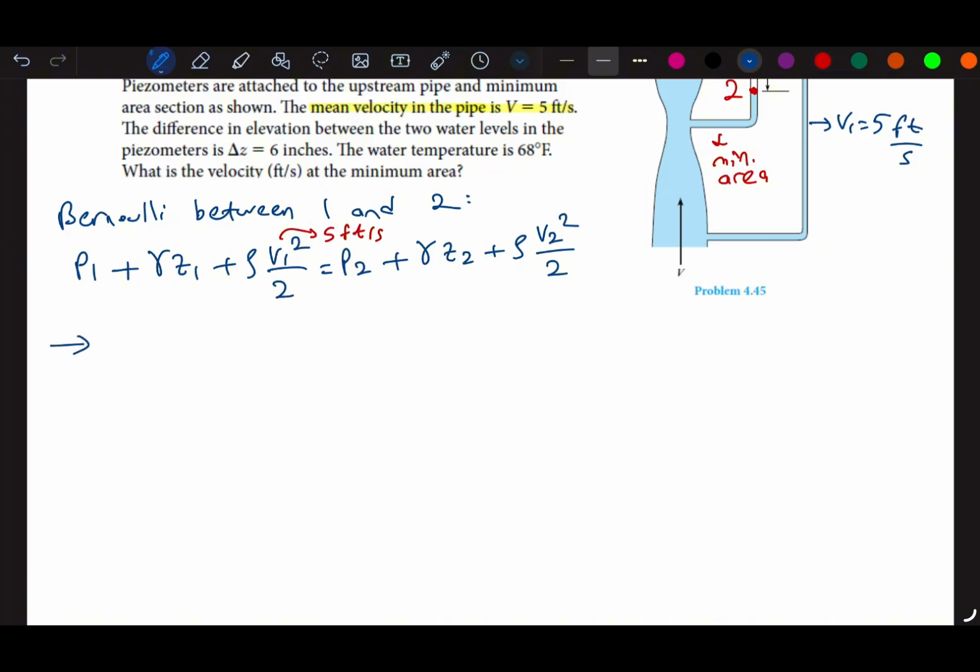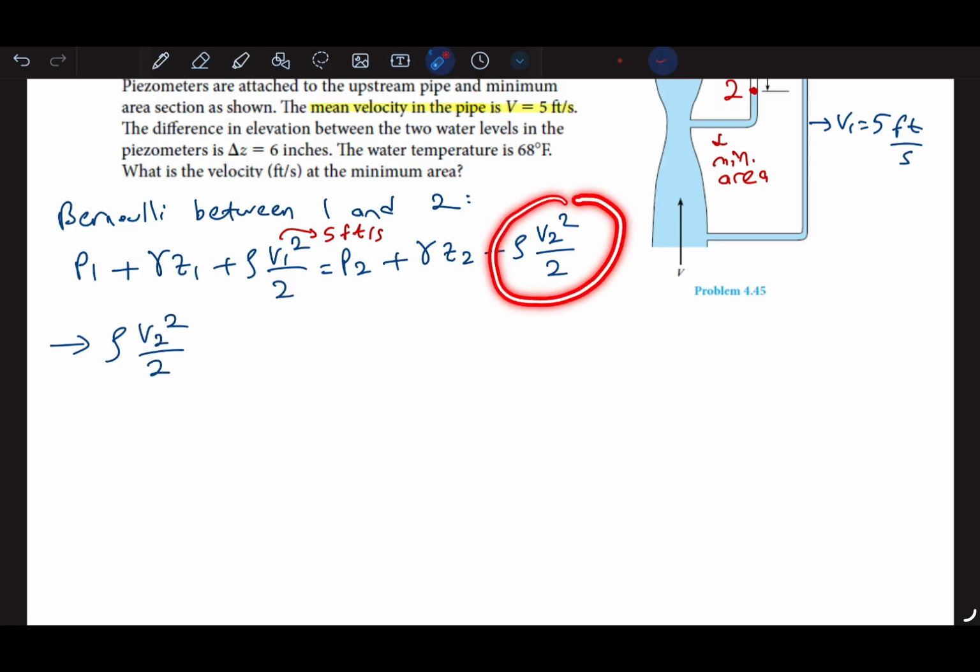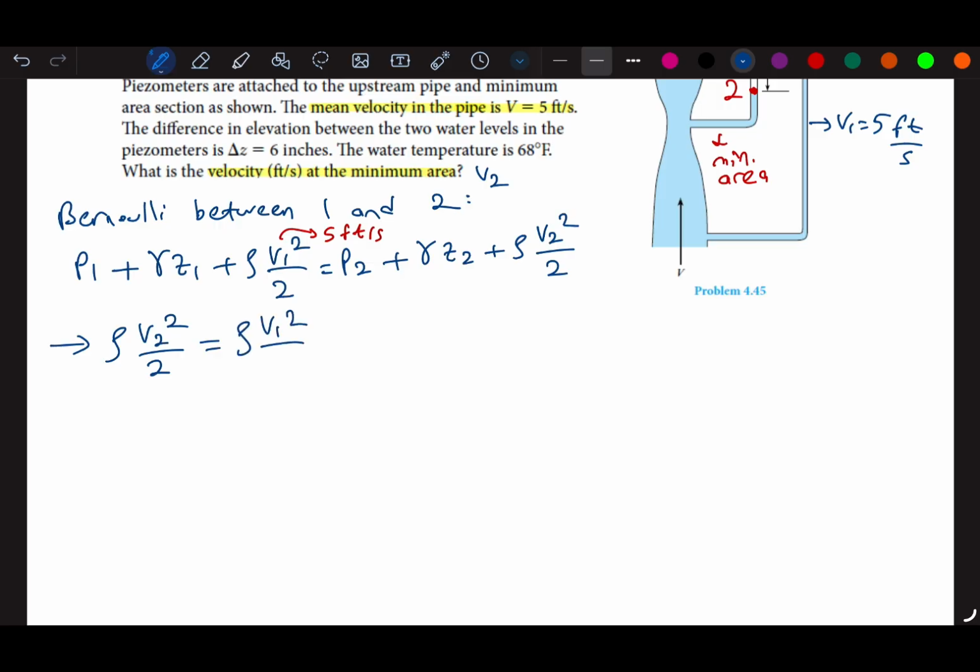And let me modify this equation again. We have rho V2 square over 2. So we are leaving this term alone, because what we need to find is the velocity at the minimum area, or in other words it is V2. And this is equal to rho V1 square over 2 plus P1 plus gamma Z1 minus P2 plus gamma Z2.